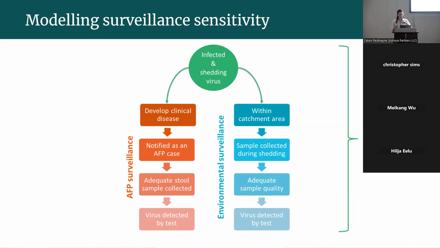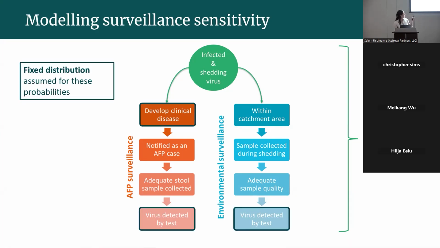So this is our relatively simplistic model of the surveillance system. And we want to define, with some level of uncertainty, the stepwise probabilities of passing through each of these individual stages. Now, for some of these components, we consider them to be likely relatively constant over space and over time. So, for example, the development of clinical disease for wild poliovirus is around 1 in 200 infections. So for these components, we specify a fixed distribution based on understanding from the literature.